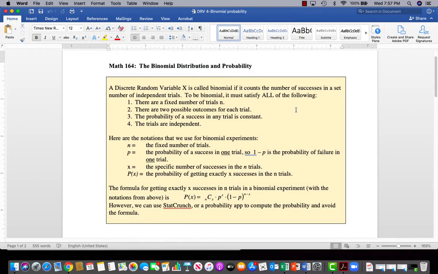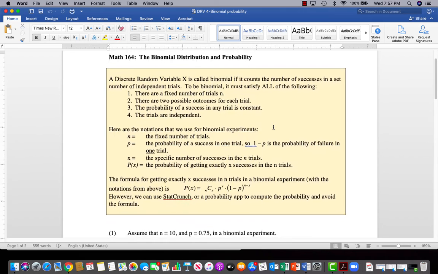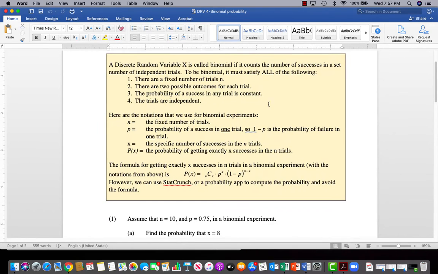Hey everybody, we're back to look at the handout from section 5.2, which is about the binomial probability distribution. Recall that if something is binomial, it has to satisfy the Bernoulli trials.